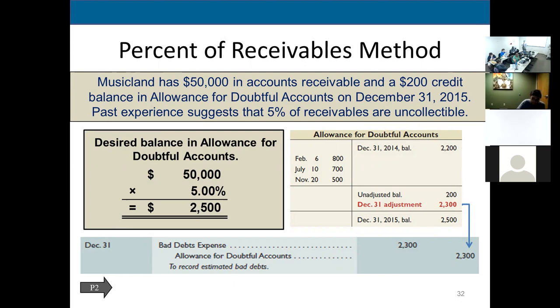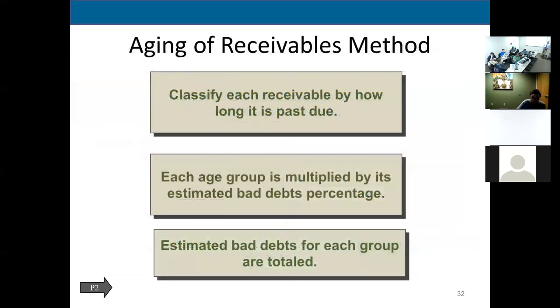Now, where are we taking this $2,500? We see that we've already got $200 sitting in the account. So we're not going to bring over the full $2,500. If we're estimating for the full year our balance to be $2,500, we need to only adjust by moving $2,300 over into that account. With me?